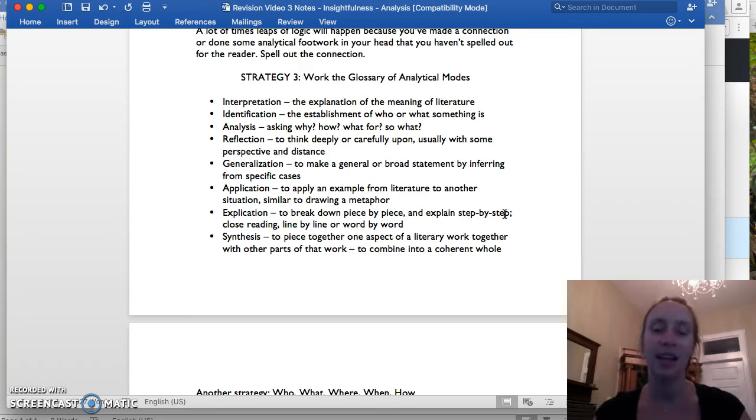Analysis as an analytical mode. This is just like the broad one. Any of the question words, why, how, what for, so what, any like probing, go further kind of words you can fit into that category.